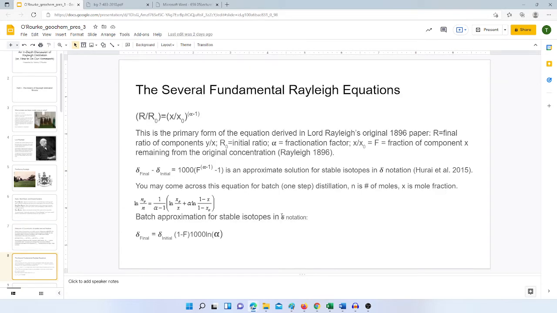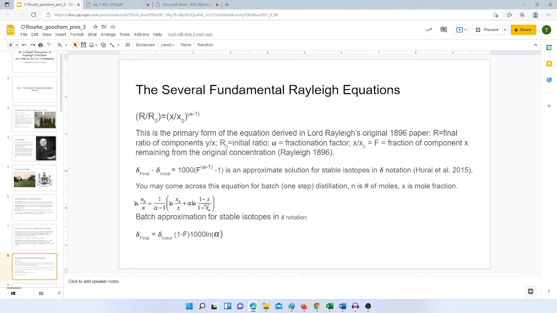All right, so this is the fundamental Rayleigh law. The final ratio of components divided by the initial ratio of components is equal to the final amount, concentration, of our component divided by the initial concentration of our component raised to the power of alpha minus 1. And here alpha is our fractionation rate, sort of our rate of relative concentration change, which we will often call F. We will often take this whole term and call it F.